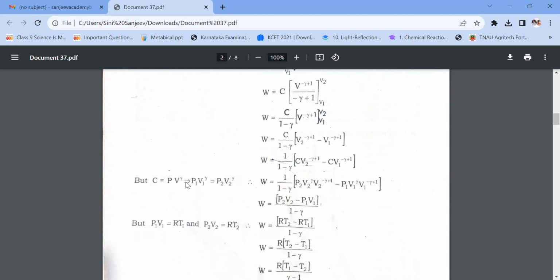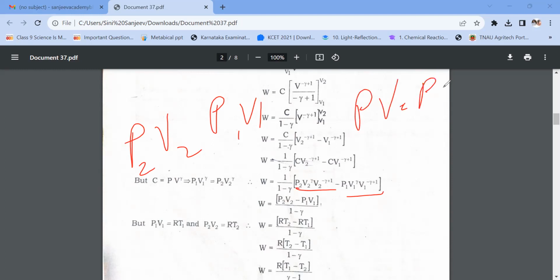Now C is equal to P V to the power gamma, so instead of C I will put PV to the power gamma. If it is V2, I'll put P2 V2; if it is V1, P1 V1. That's the substitution I'm doing here. We all know the ideal gas equation is PV equal to nRT, where n is equal to 1 mole of gas, so PV is equal to RT. So instead of P2 V2, I'll put RT2. R is the universal gas constant, so I should not put R2 or R1. That is wrong.